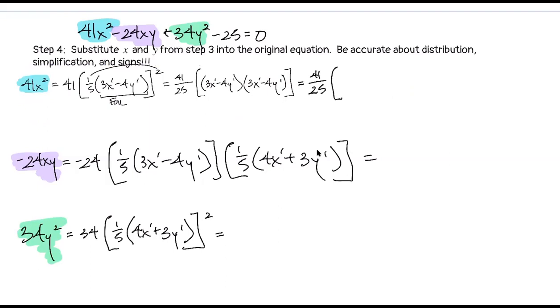The first terms give me 9x prime squared. Outer and inner give me the same thing. They give me negative 12x prime y prime, so I really have negative 24x prime y prime. And then the negative 4y prime times the negative 4y prime is plus 16y prime squared.